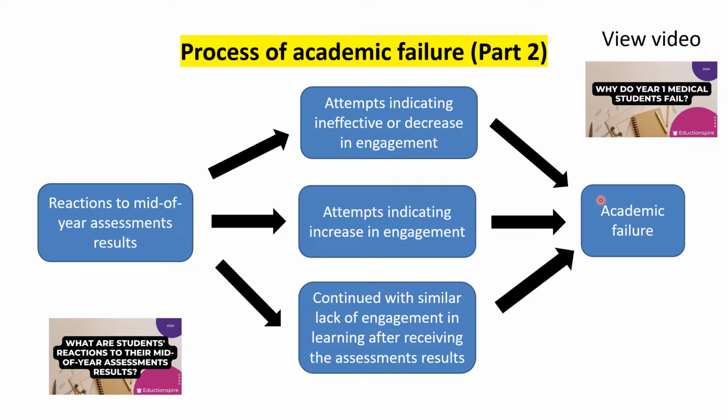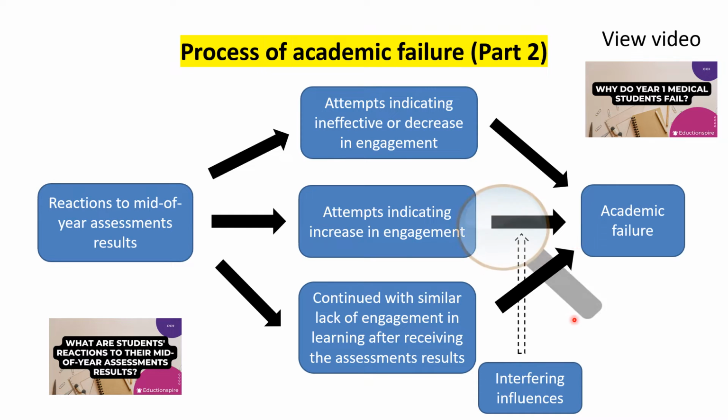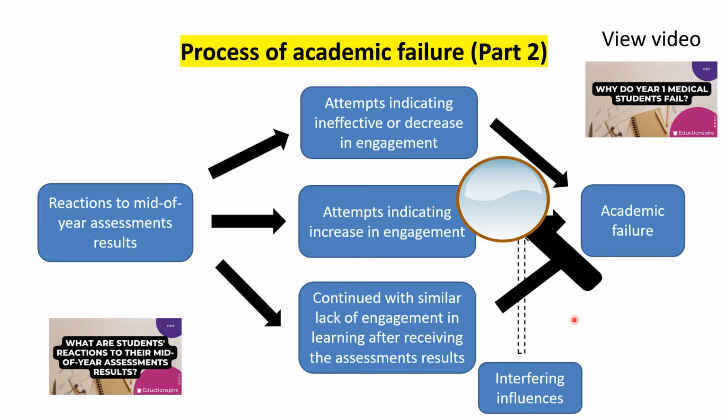But what happens is that we also found that the second attempt also leads to academic failure, even though it seems positive where there is an increase in engagement in learning. Why? Why is that? It's because of this one, interfering influences. So that's why it is causing the second attempt to also lead to academic failure. For today's video, we're going to focus on the second attempt, which is attempts indicating increase in engagement.